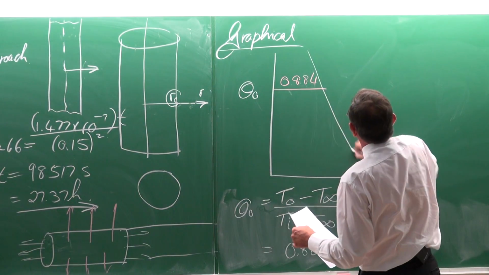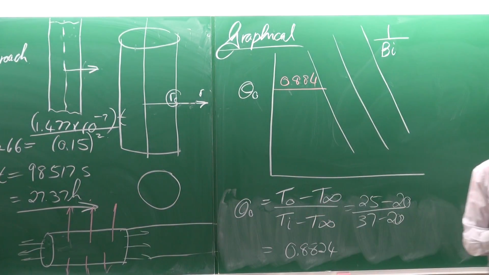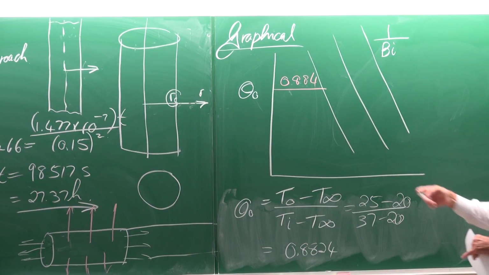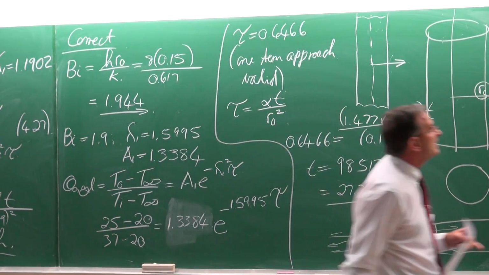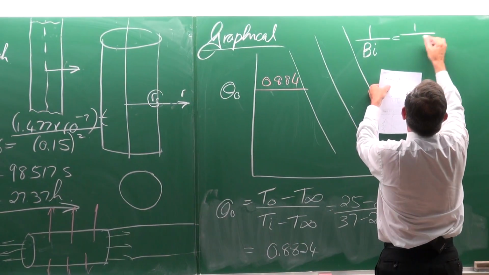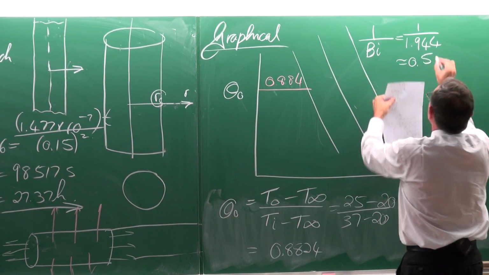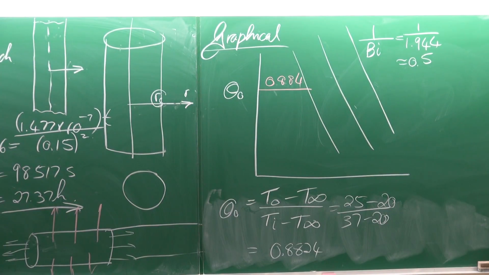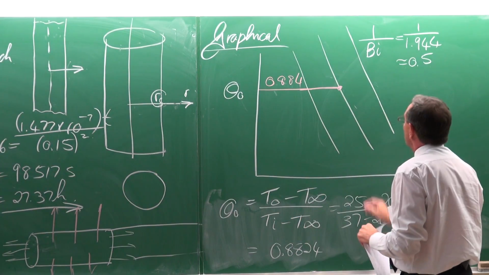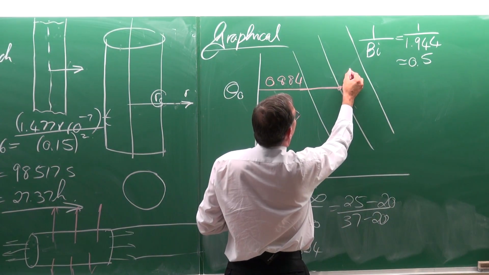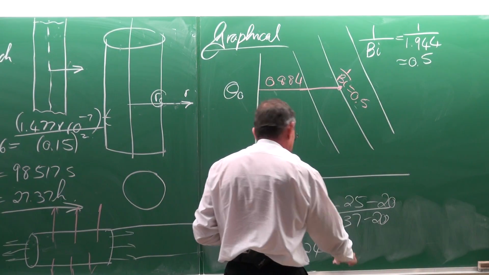And here are lines of 1 divided by the Biot number. The Biot number is equal to 1.944. So it is 1 divided by 1.944, which would be approximately 0.5. Thus, we need to look for the line where 1 divided by the Biot number is equal to 0.5. Let's suppose it is that line there.